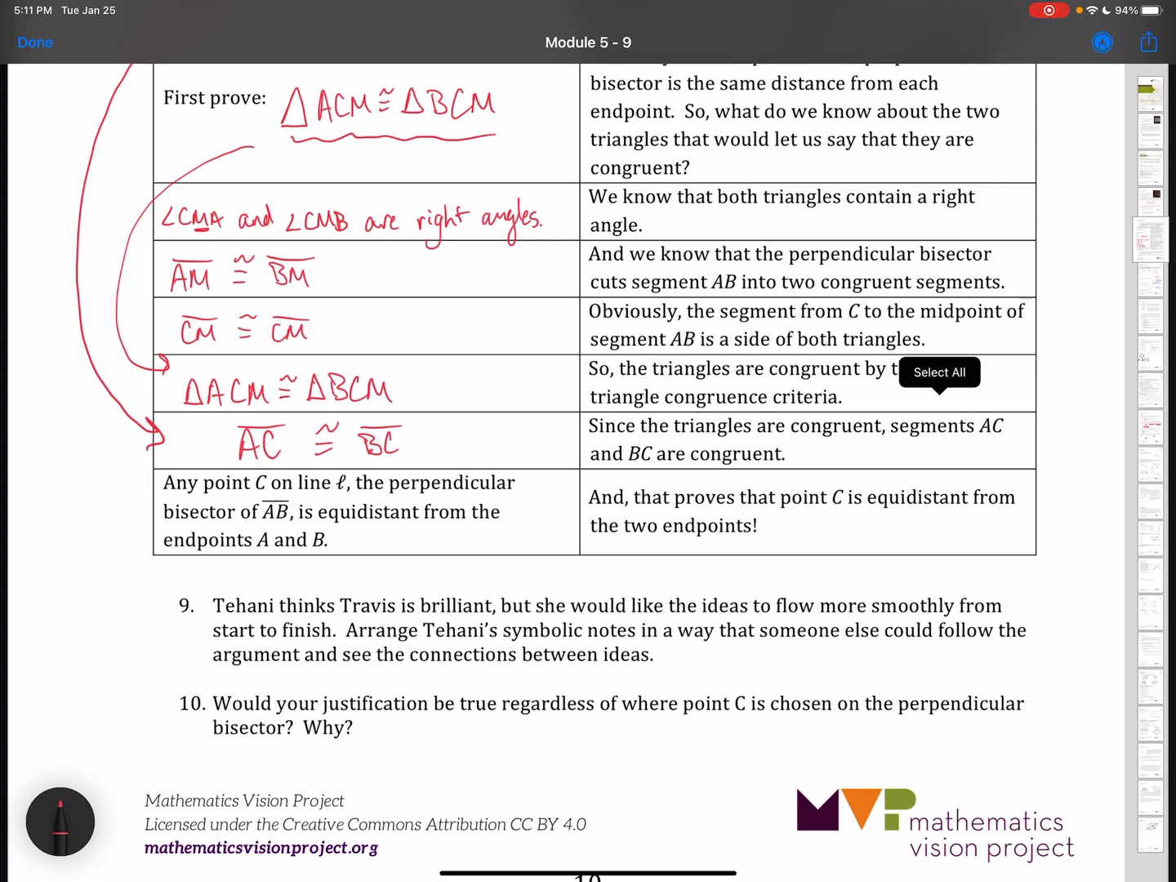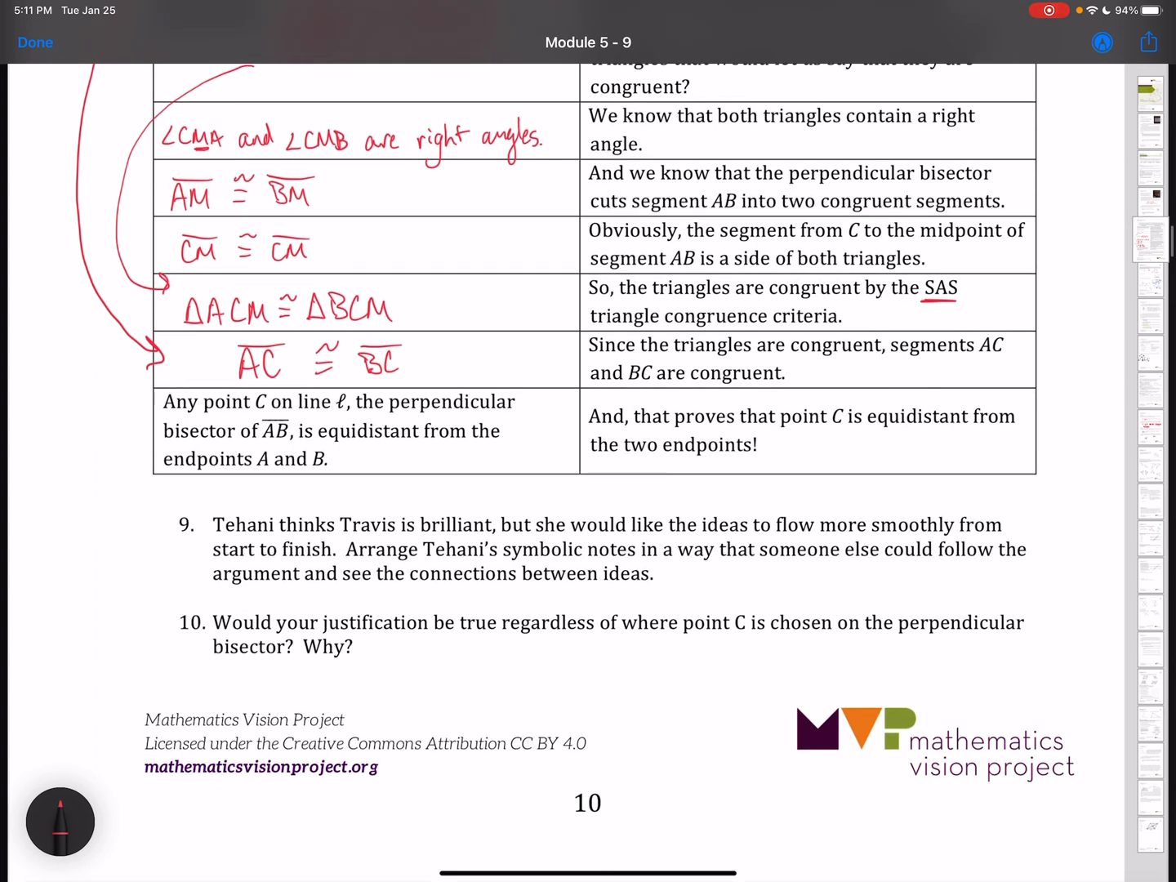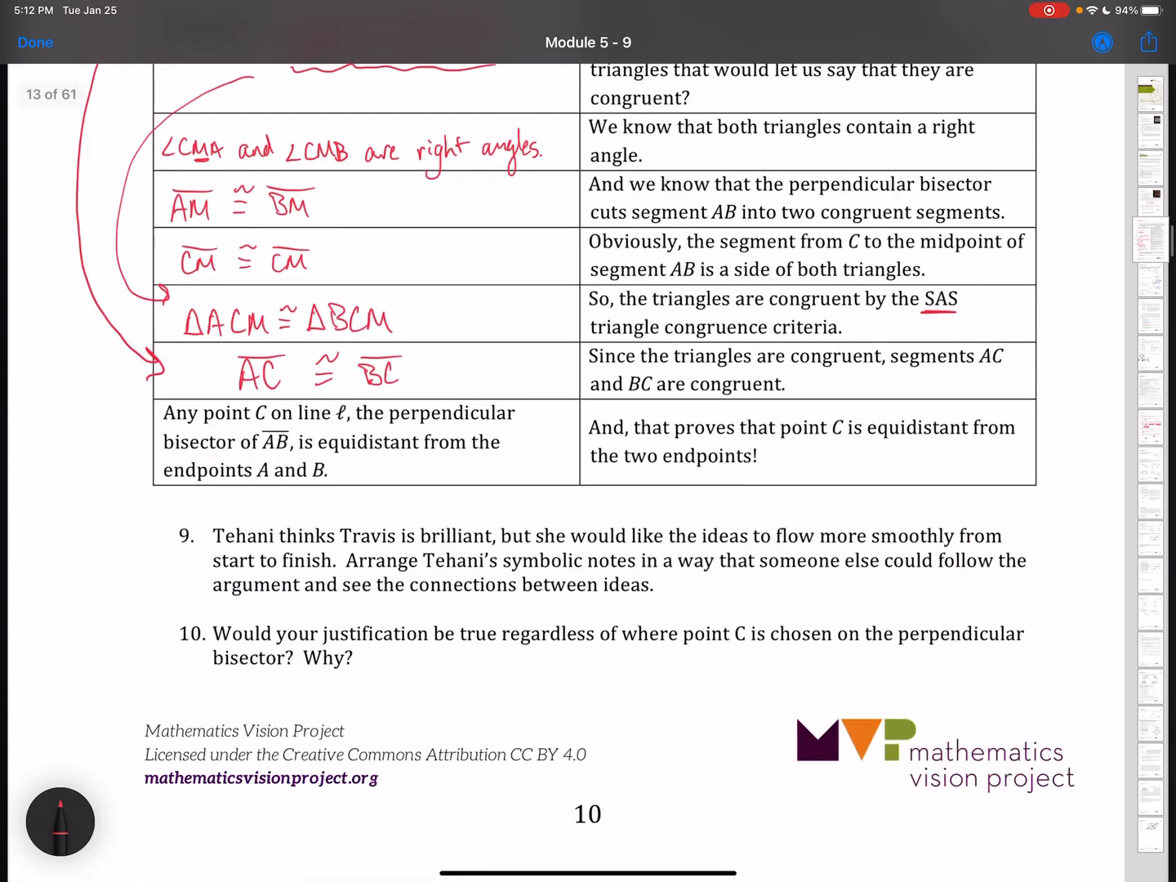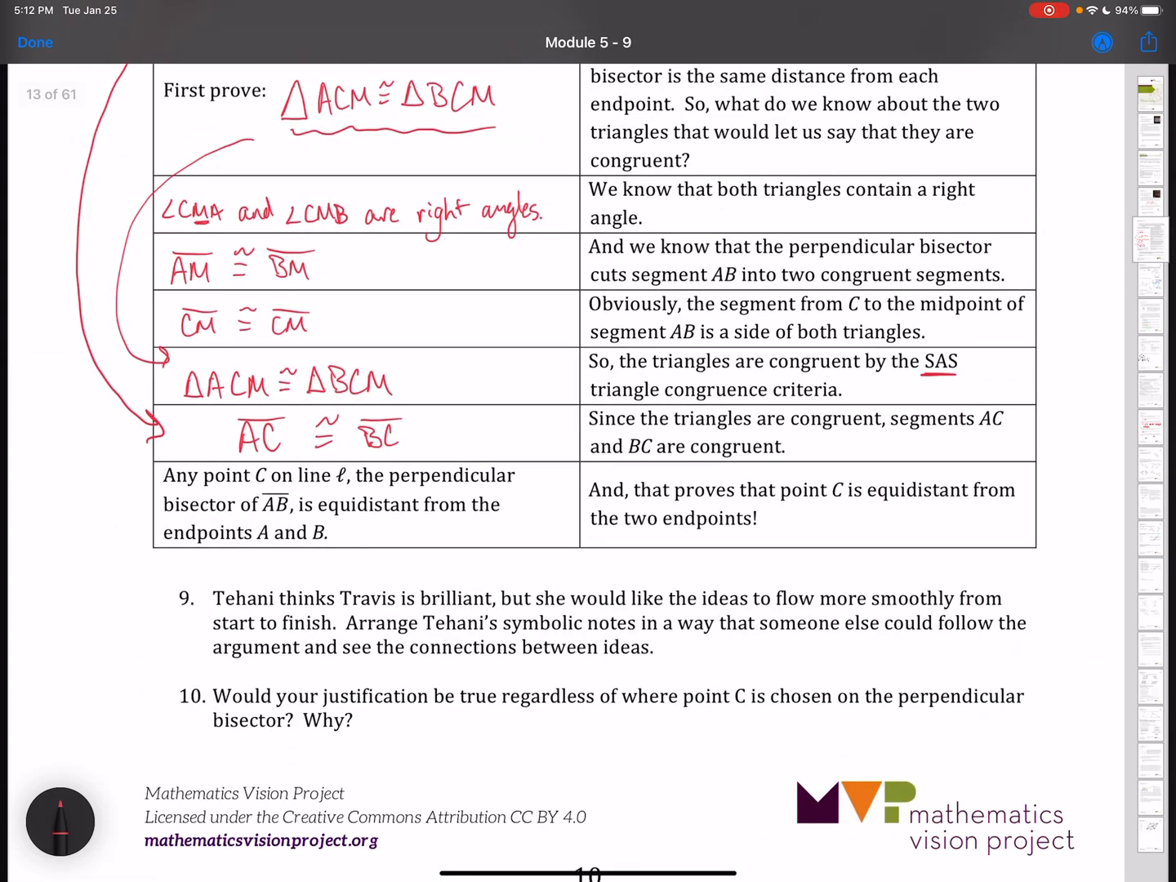So Tehani thinks that Travis is brilliant, but she would like the ideas to flow more smoothly from start to finish. So what we need to do is arrange Tehani's symbolic notes in a way that someone else could follow the argument and see the connections between ideas. So that is something I want you to do with me, actually. I'll do this with you guys, especially since this is our first taste at a proof.